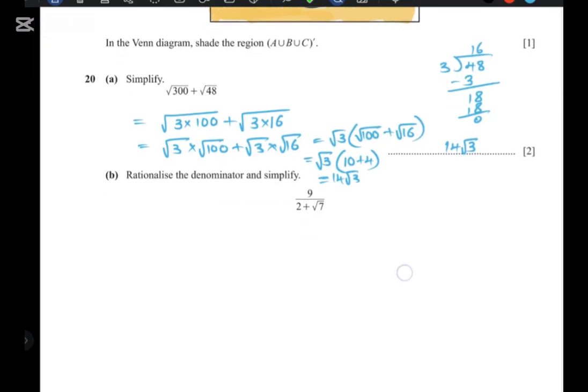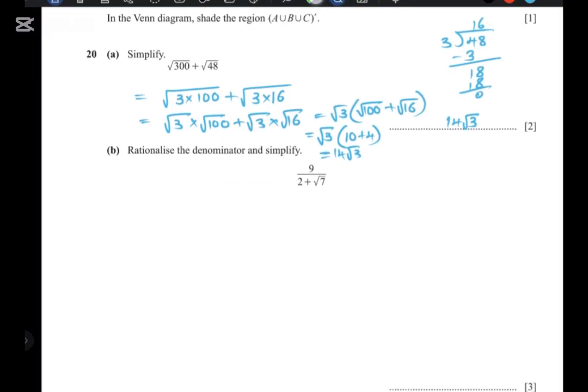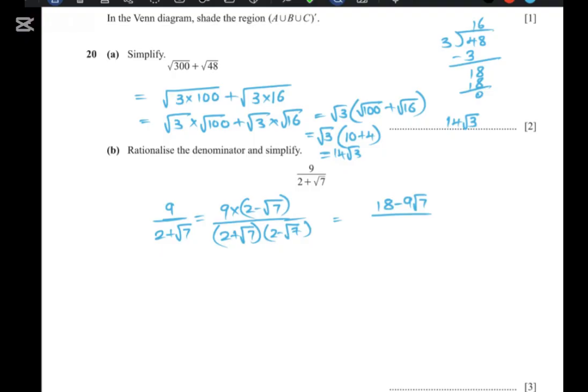Question number B now. Rationalize the denominator and simplify 9 by 2 plus root 7. Whenever you are rationalizing the denominator, you need to change the sign in between the number and the surd and multiply with the numerator and denominator. So 9 into 2 minus root 7 by 2 plus root 7 into 2 minus root 7. The denominator is in the form of a plus b into a minus b, which can be written as a square minus b square.